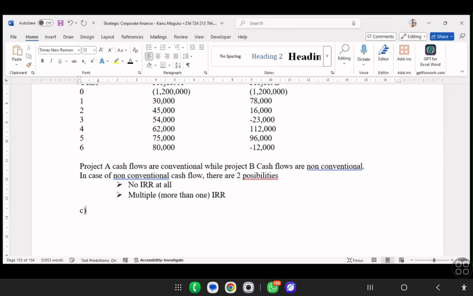Number C. I don't know whether there is a question so far before we proceed.